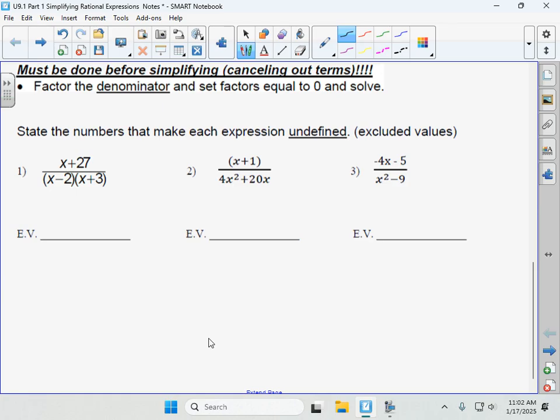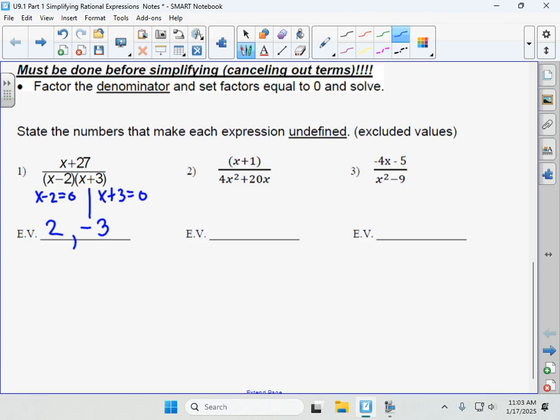On number 1, the denominator is already factored. It's x minus 2, x plus 3. To find the excluded values, we can set x minus 2 equal to 0 and solve it, and then set x plus 3 equal to 0 and solve it. From all the other problems we've been doing with factoring and solving, you can see it's just going to be the opposite signs of what's inside the binomials. So on x minus 2 equals 0, the excluded value would be positive 2. And for x plus 3 equals 0, the excluded value would be negative 3.